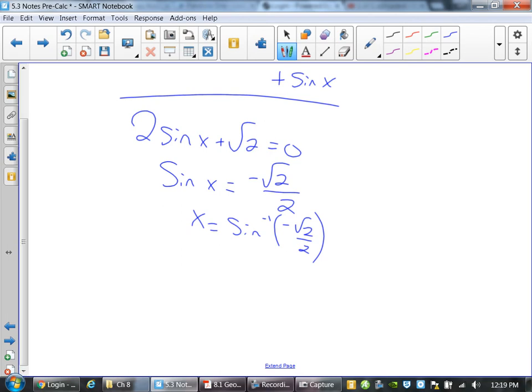5 pi over 4 and 7 pi over 4. Now, going from 5 pi over 4 to 7 pi over 4 is 90 degrees. Going all the way back around, it's more. So they're not equidistant from each other, so that means you have plus.